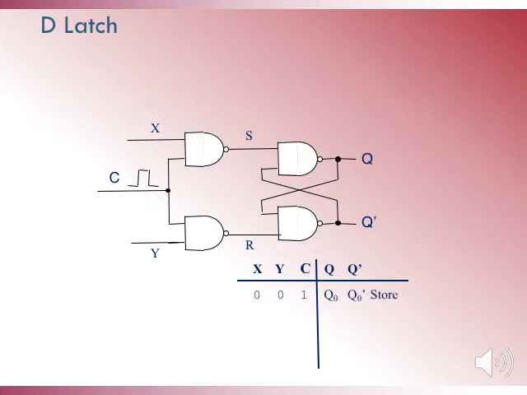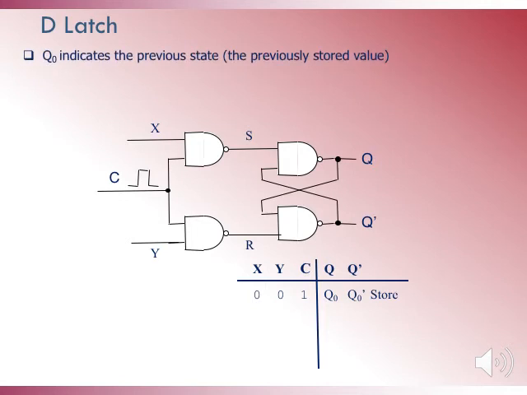So with XY equals 0 and control signal equal to 1, the outputs are Q0 and Q0 bar, where Q0 indicates the previously stored output value. So this is giving me the store condition. Next, with X equals 0, Y equals 1, we get Q equals 0 and Q bar equals 1, which is the reset condition.